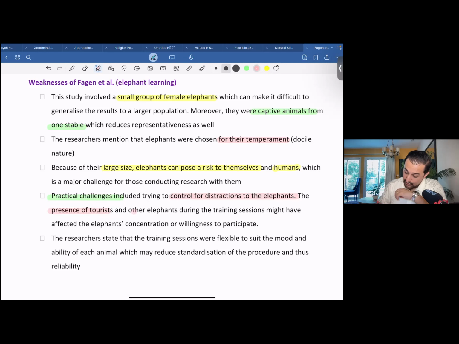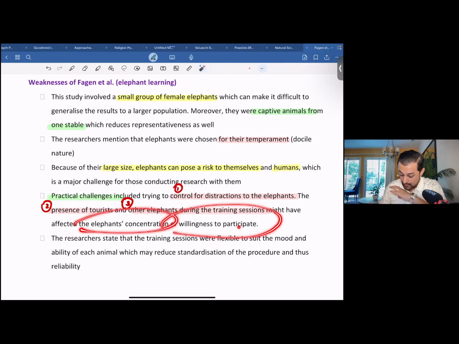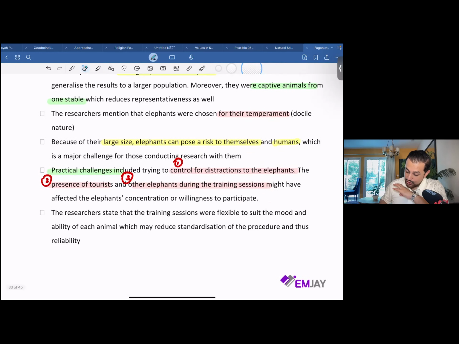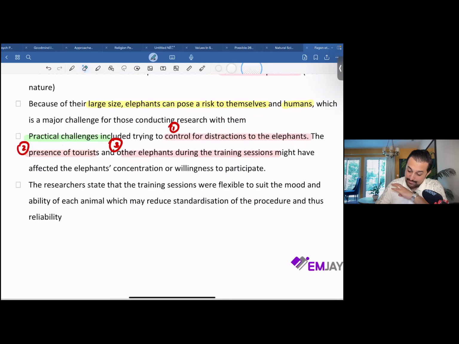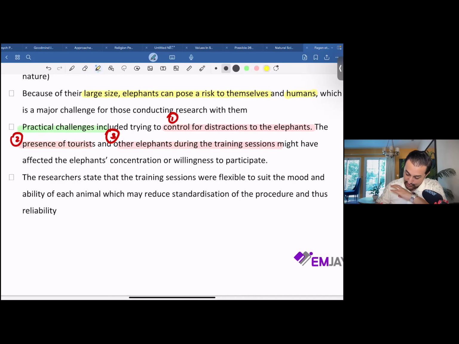And other elephants during the training session might have affected the elephant's concentration or willingness to participate, of course. So, control of distractions, presence of tourists, and other elephants during the training session might have affected the elephant's concentration level, right? Or the willingness to participate. The next one, the researchers state that the training sessions were flexible. So, there was flexibility in the training sessions.